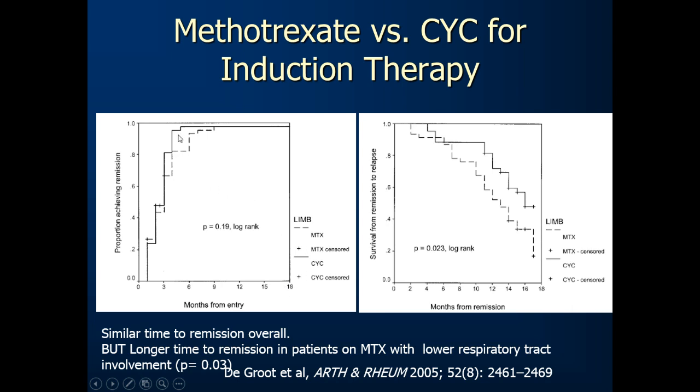And so the methotrexate is the dashed line, the cyclophosphamide is the solid line. However, there was a longer time to remission in patients on methotrexate if they had pulmonary involvement. And so that's not on this slide pictured, but there was a longer time. And so I think sometimes I wonder if we use it for sarcoid, why can't we use it for milder vasculitis? But it's because there's a longer time to remission. And then in the next slide, I think it shows relapse can be higher for patients who have pulmonary involvement.